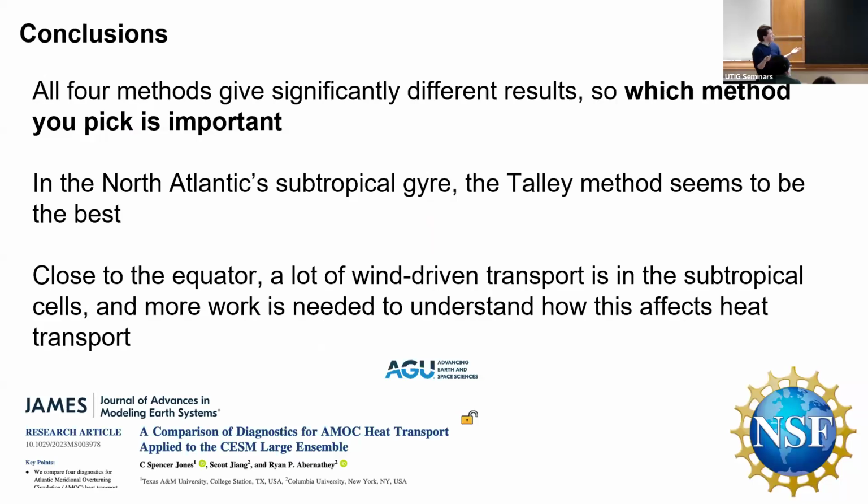So these are the conclusions from this part. All 4 methods give significantly different results, so which method you pick is important, and you should really be thinking about which method is the right one for you. In the North Atlantic subtropical gyre, it seems like the tally method is likely to be the best, because it really describes what the real water parcels are doing.